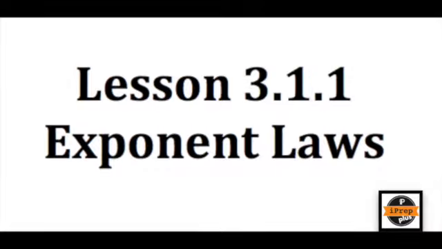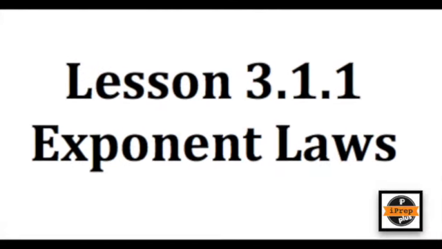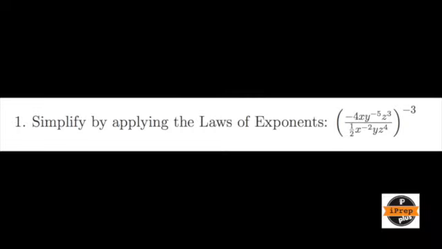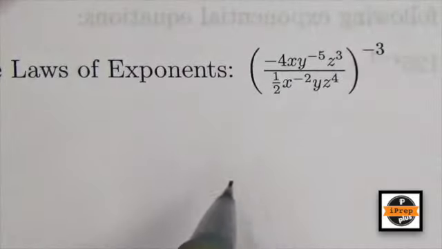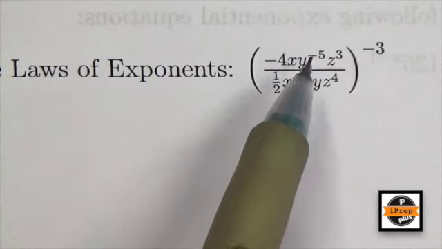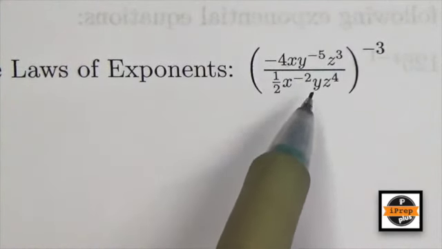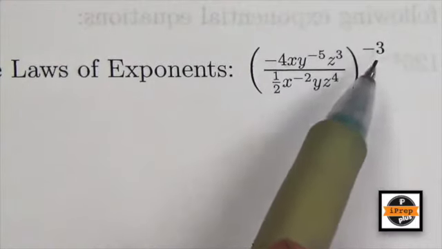Hi everyone, this is lesson 3.1.1, and in this lesson we're going to be looking at the exponent laws. Our first example asks us to simplify by applying the laws of exponents to the following expression. So we're going to simplify this expression right here, the negative 4xy to the negative 5 z cubed over 1 half x to the negative 2 yz to the 4, and that's all going to be to the negative 3.